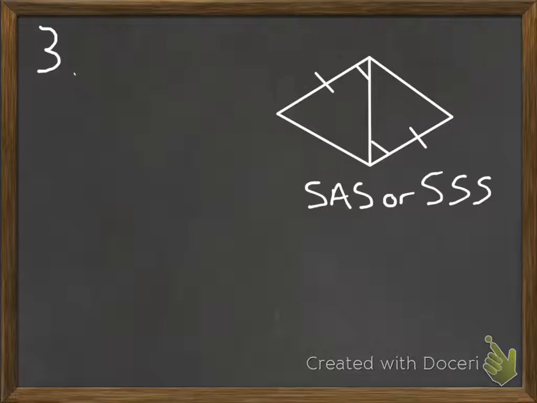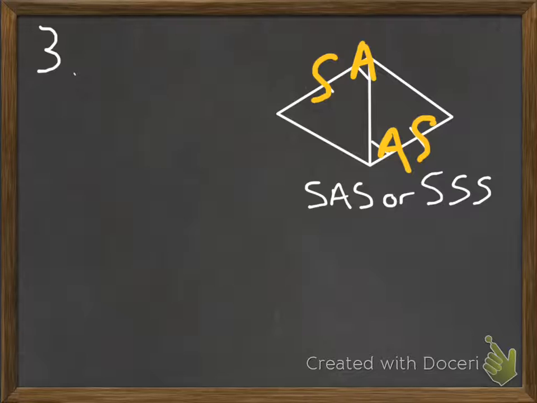Alright, this is number 3. Same question. Can we use side, angle, side, or side, side, side to prove these triangles are congruent? Well, what I see is we have a side here, and then an angle on that triangle. We have a side here, and an angle. So we have side, angle.